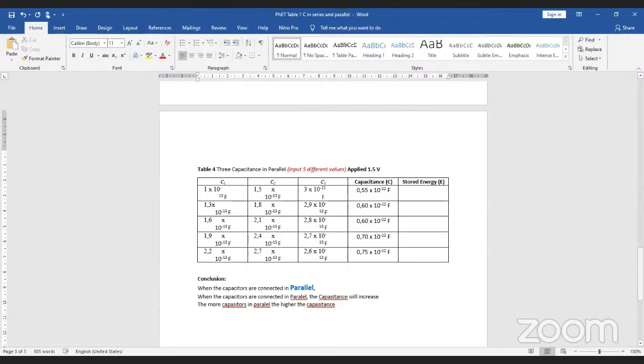So the conclusion from the experiment is when the capacitors are connected in parallel, the capacitance will increase. The more capacitors in parallel, the higher the capacitance.